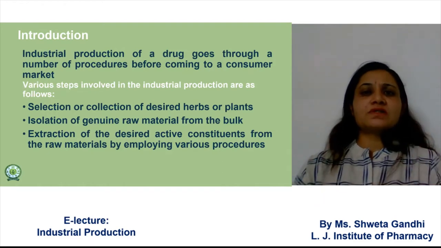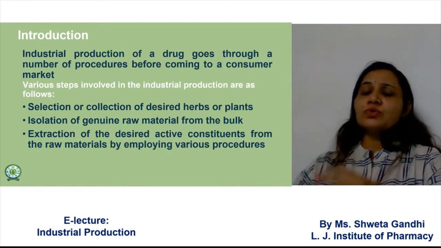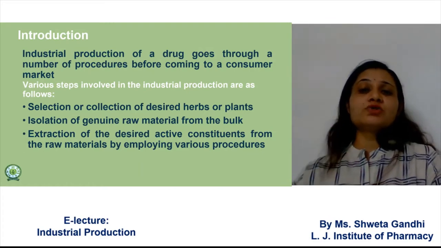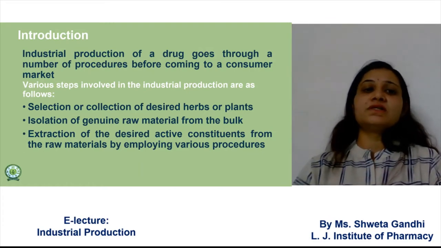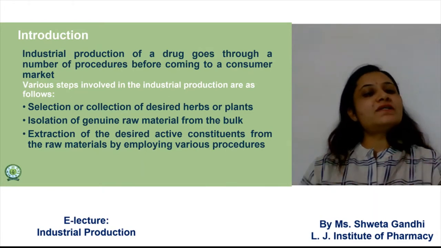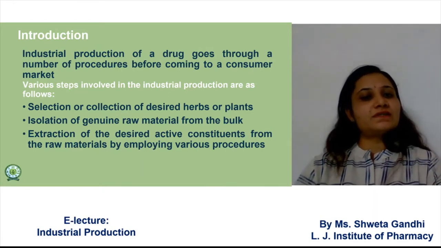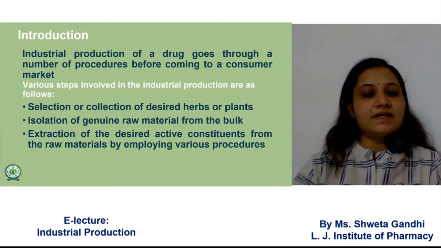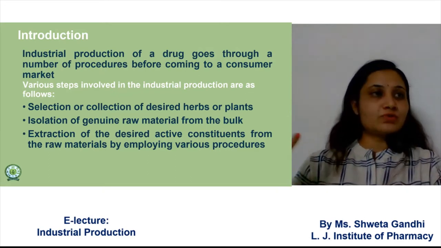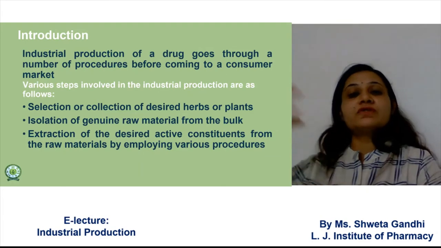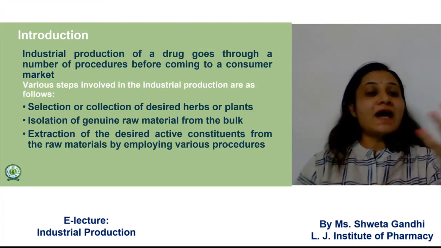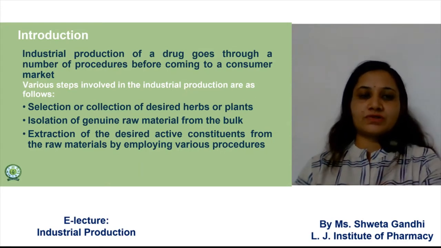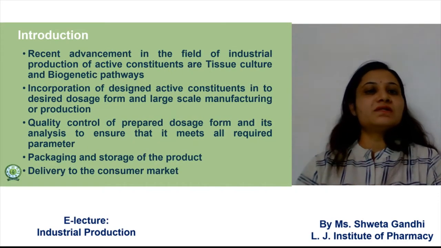For any drug, there are a number of procedures from the cultivation to the consumer in the form of a formulation; this is industrial production. The various steps involved are, first, the selection or collection of the desired herb or plant from which the formulation is to be developed. Then isolation of the raw material and extraction of the active constituent. These are the three main steps.